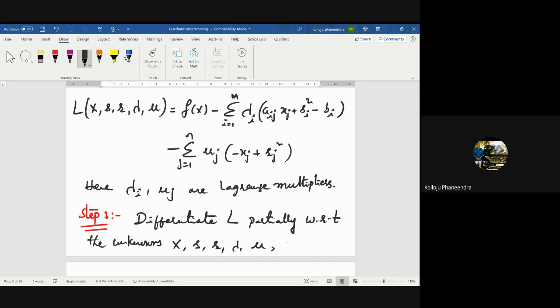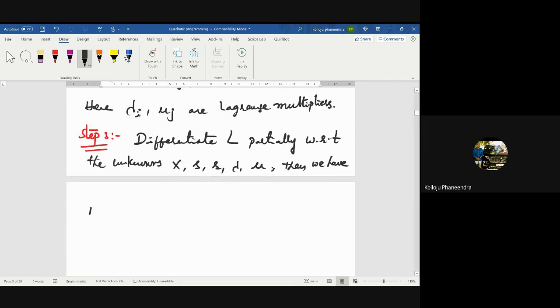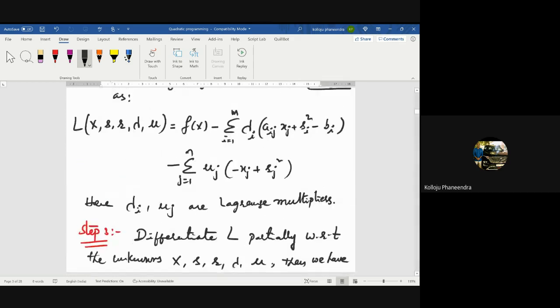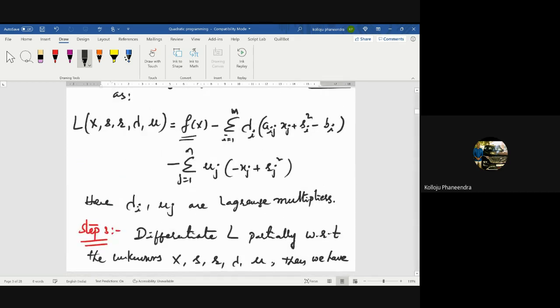With respect to the unknowns, then we have, now this part is very important. We have the first one. What is this one? See, dou L by dou xj equal to 0, j equal to 1 to n. Done? Okay. Now, what is this? It is nothing but L. L means this one. So dou f by dou xj, and coming to this part, with respect to xj, this term is also there, right?